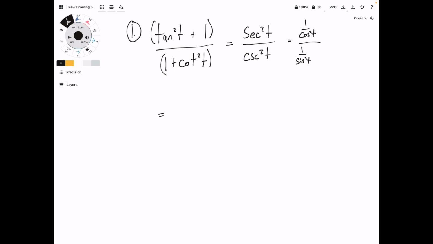Then we can rewrite this as sine squared t over cosine squared t. And tangent is sine over cosine, so because these are squared, it's going to be tan squared t. And that is our final answer.